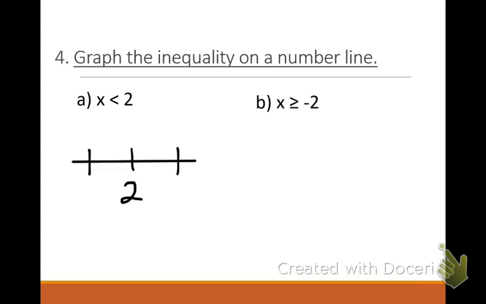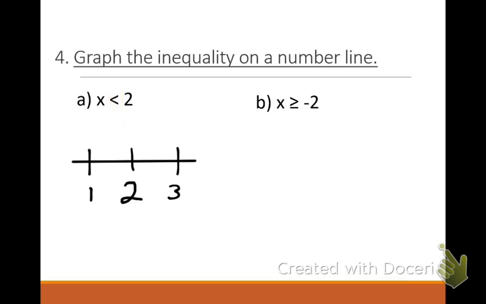Now, on a number line, you always have one smaller number to the left and one bigger number to the right. What is 1 smaller than the number 2? 1. What is 1 bigger than the number 2? 3. All right, so if we had kept going on, we would have 4, 5, 6, but once again, we're only going to do 3 numbers on our number line. The first thing you want to decide is this an open circle or a closed circle? Notice this says X is less than 2. What do you think, guys, open or closed? Open.